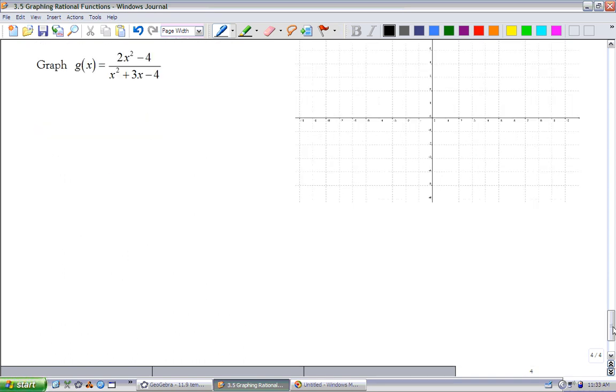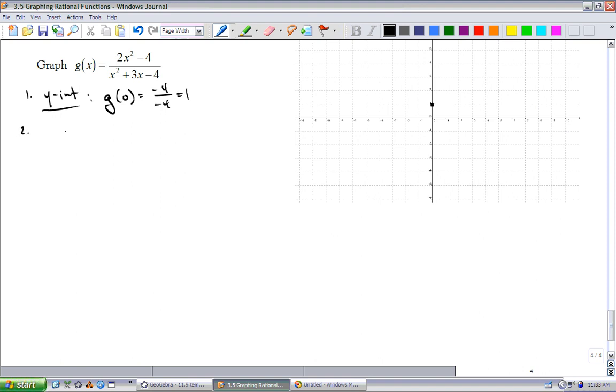Here. Again, we're going to start off by finding our y-intercept. Okay? Our y-intercept, which in this case, g of 0, is going to equal negative 4 over negative 4, which equals 1. So here is our y-intercept.